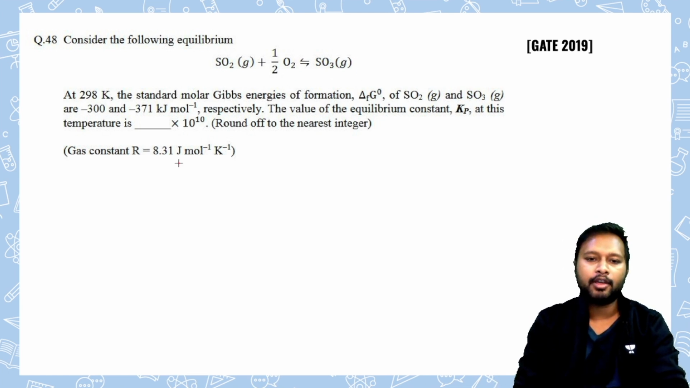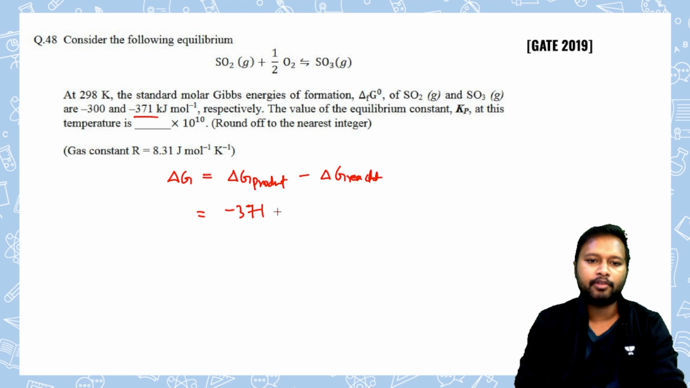So what you have to find out first of all is your Gibbs free energy change. So delta G will be equal to delta G of product minus delta G of reactant. Put these values. The delta G of product is SO3, its value is minus 371 kilojoules per mole. And for SO2, which is on the reactant side, we have minus 300. Minus will be added, so minus minus becomes plus, and you will get minus 71 kilojoules per mole. That's going to be the delta G value.